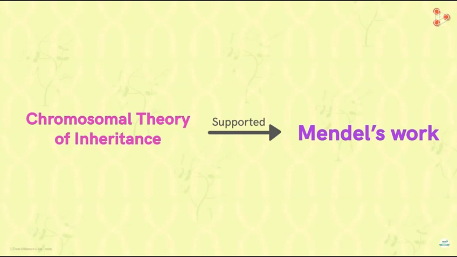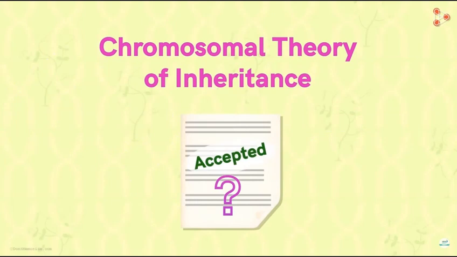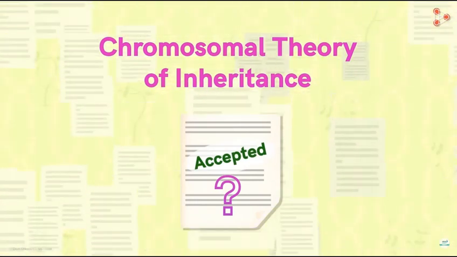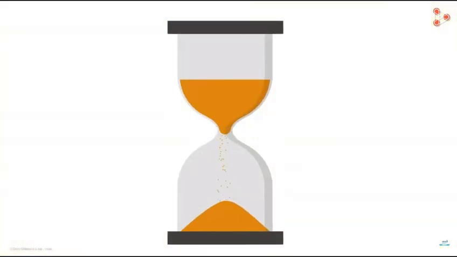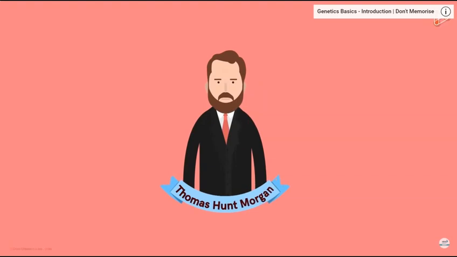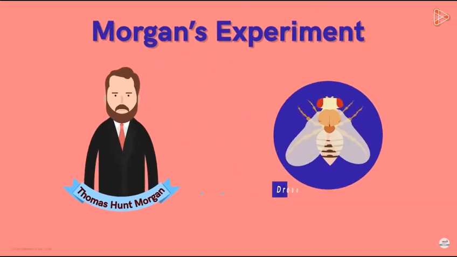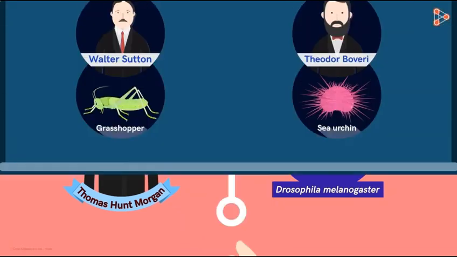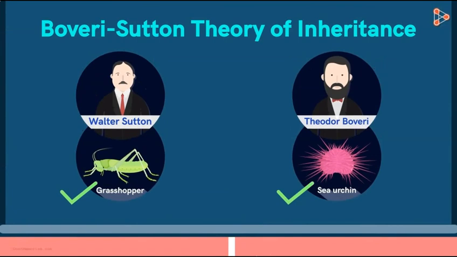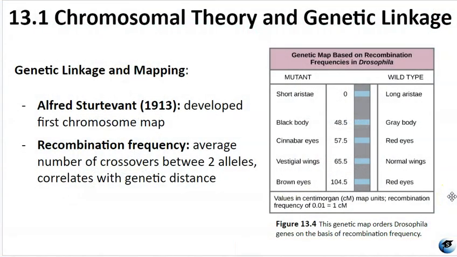However, now the question is, how was this theory accepted? What results were presented to prove this theory right and acceptable? A few years later, another legendary scientist named Thomas Hunt Morgan carried out a few experiments on the little fruit fly Drosophila melanogaster. His experiments confirmed Sutton and Boveri's theory further. Now let's move on to genetic linkage and mapping.